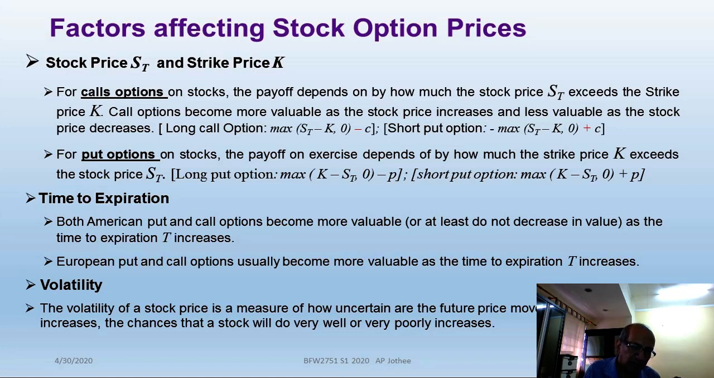Volatility, again we saw just now. The volatility of the stock price measures how uncertain the future price movements are. As the volatility increases, the chances that the stock will do very well or very poorly also increase, because this is a strike on both sides. As the uncertainty increases, of course, the chances of something being paid off also increase. For a call, maybe the price will go up too much and it will be exercised. Or for a put, if the price falls too much, it will also be exercised. Therefore, it gives a positive effect on the premiums.